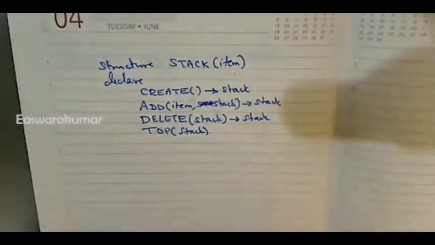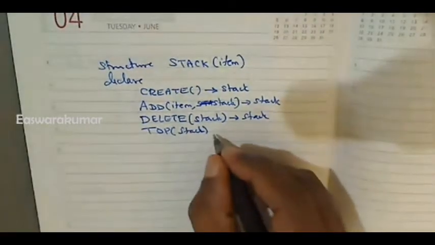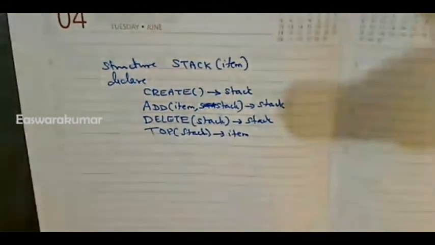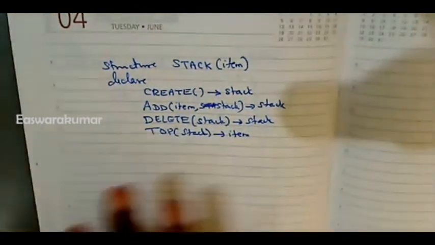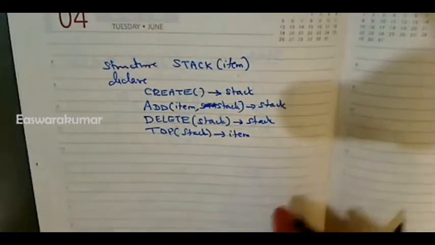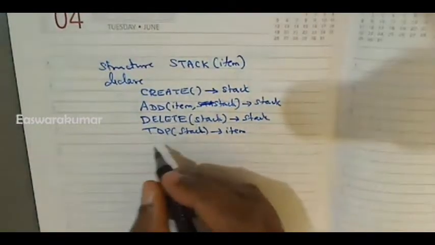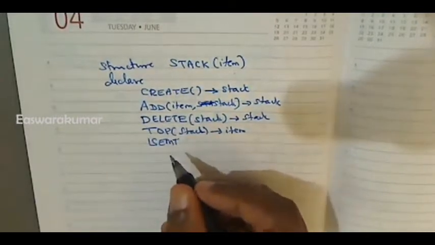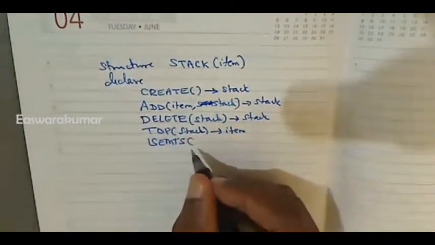Okay, top of the stack. If this function is called, what will be returned? It will return item, right? So item is there. What item, we do not know. These are all only the declaration part. And one more thing is isempty, isempty stack.